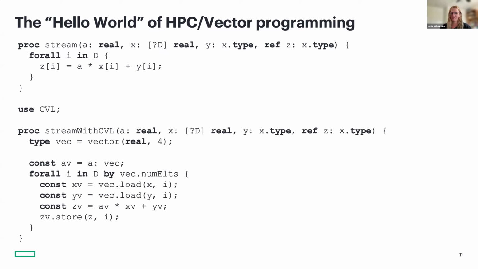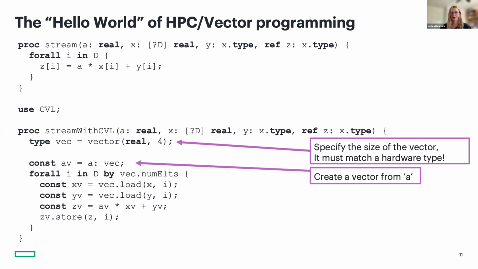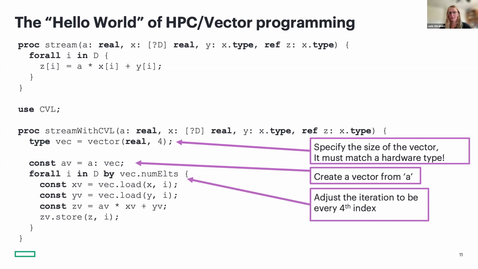I'll call out a couple things on this slide. First of all, I'm specifying the exact size of the vector that I want. It must match the hardware type. I'm going to turn that scalar value that we have, A, into AV, which is a vector. So this is now in a SIMD register. And then I'm going to adjust my loop iterations. So instead of operating explicitly on every single element in the array, I'm going to do every fourth iteration because each iteration of the loop is going to handle 4 values.